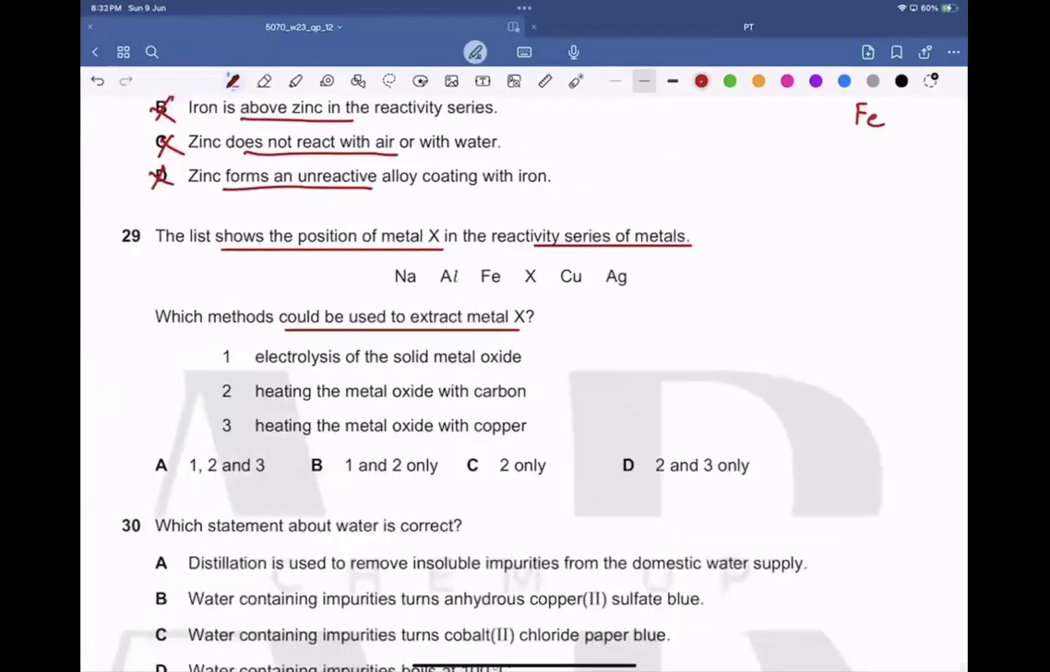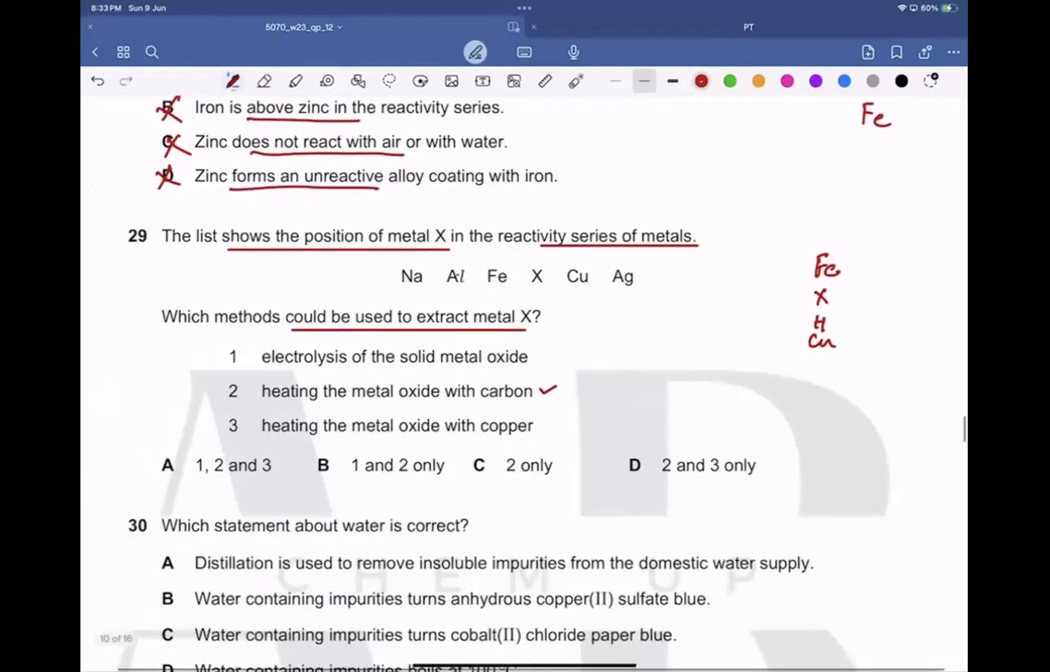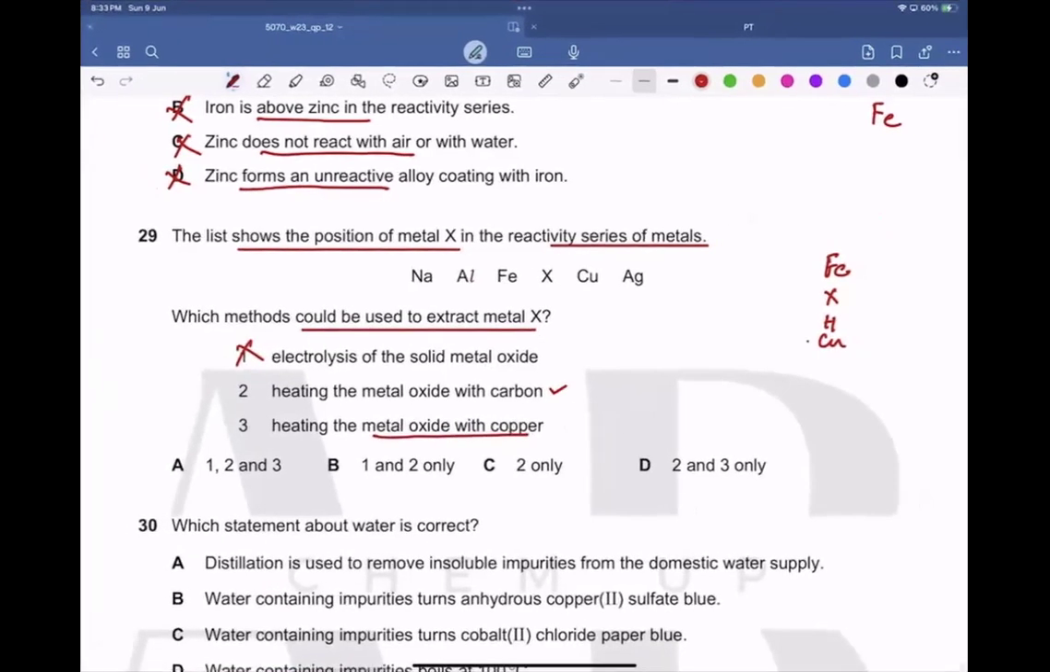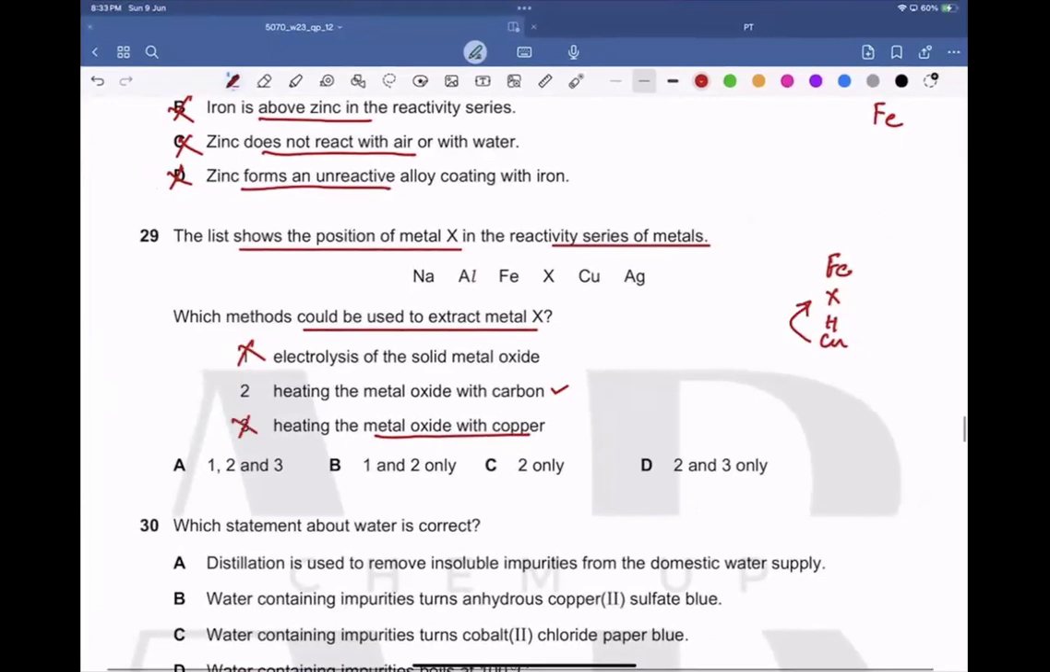So above copper, if you recall hydrogen, it must be metal X over here and then iron. The ones above hydrogen are used to heat the metal oxide with carbon. Electrolysis is for aluminum and above aluminum. So one goes wrong. Heating the metal oxide with copper? No, copper cannot displace metal X because metal X is above copper. So three goes wrong as well. So only two is left, so C is the correct answer.